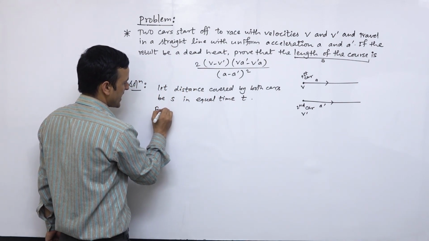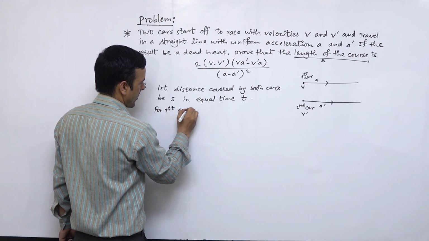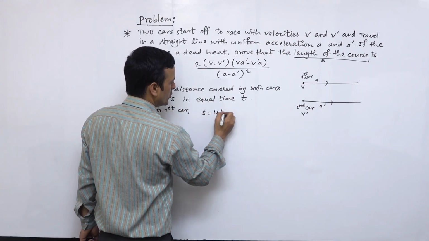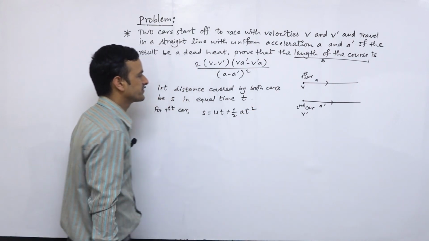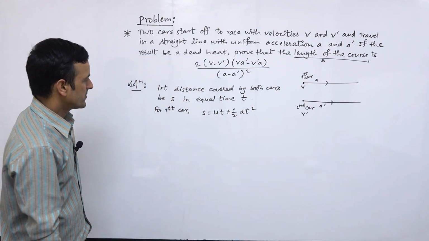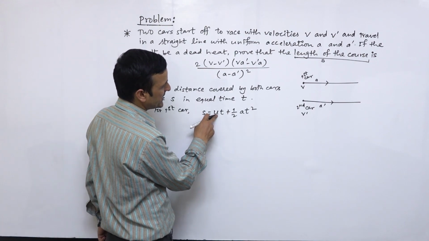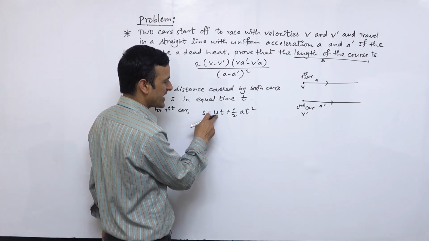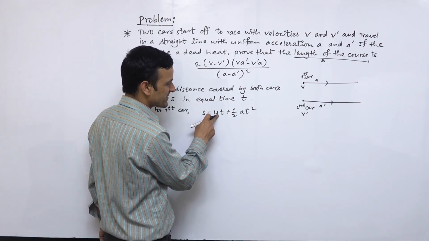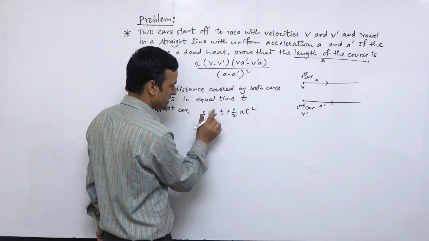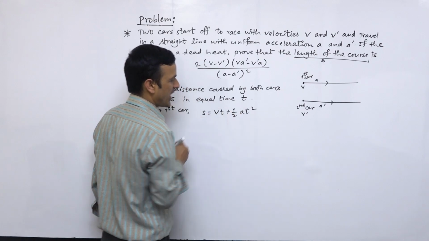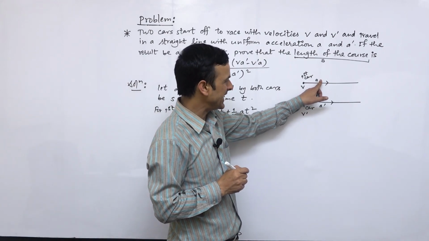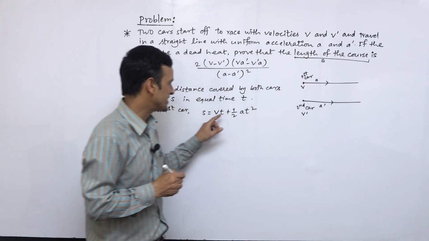So for first car, s is equal to ut plus half at square, but its velocity is v. That's why we can write v in place of u. So make it v here. s is equal to vt plus half at square. Its acceleration is a, but its initial velocity is v.